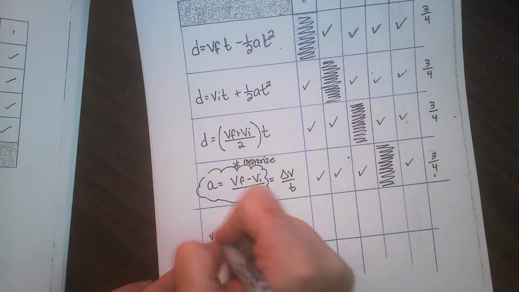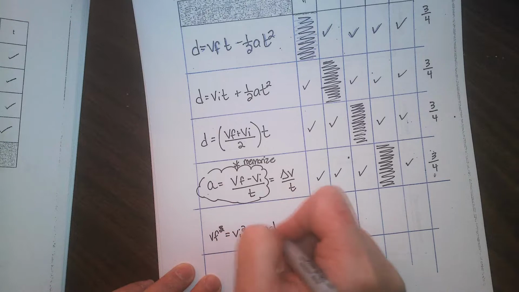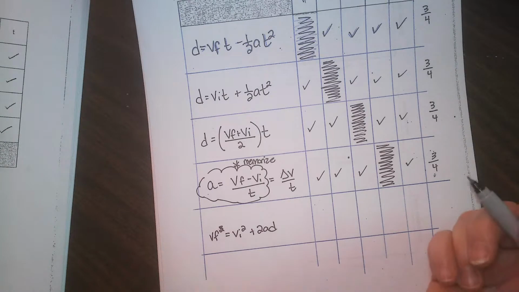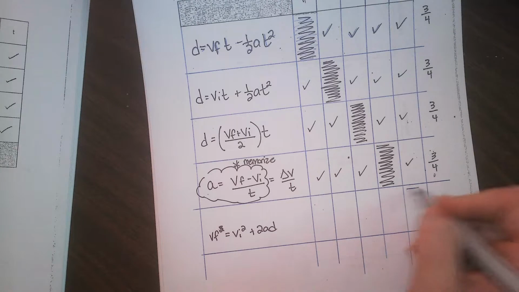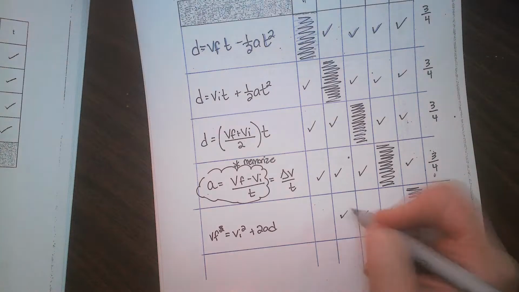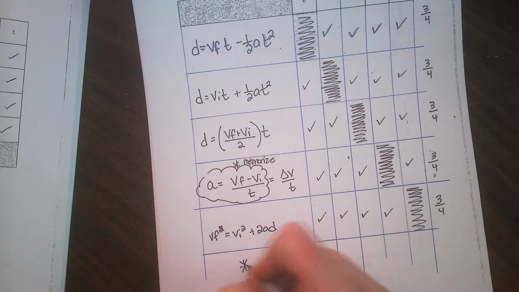And then this one is the one that Avery mentioned. VF squared is equal to VI squared plus 2AD. So which piece of information do we not have in this formula? T. We don't have T. We have displacement, acceleration, final velocity, and initial velocity. And you would need 3 out of the 4 pieces of that information to solve it. And this is the big key piece here.